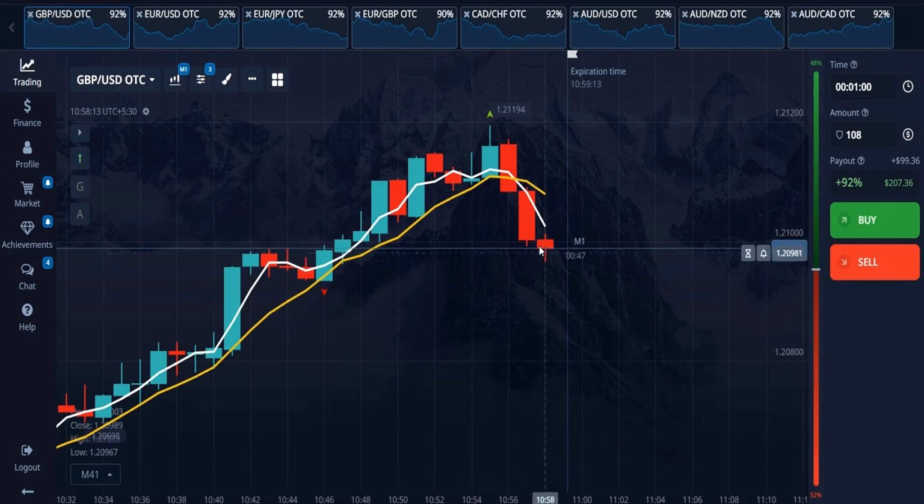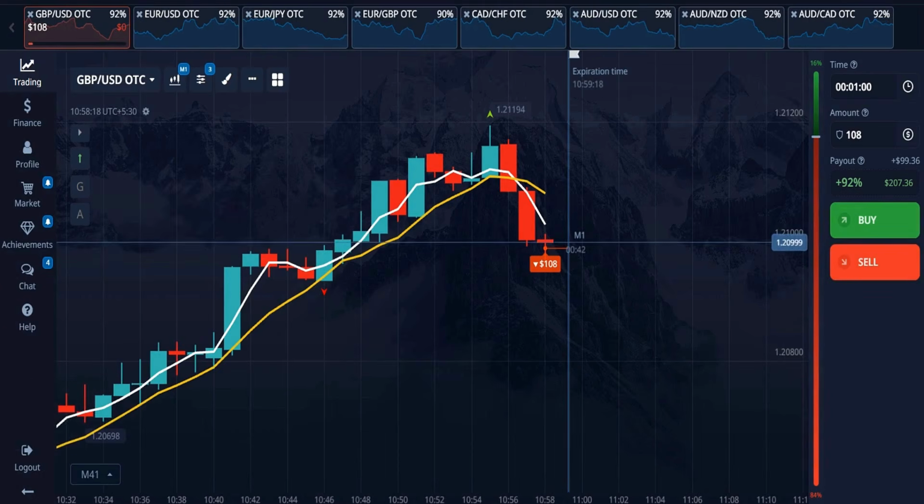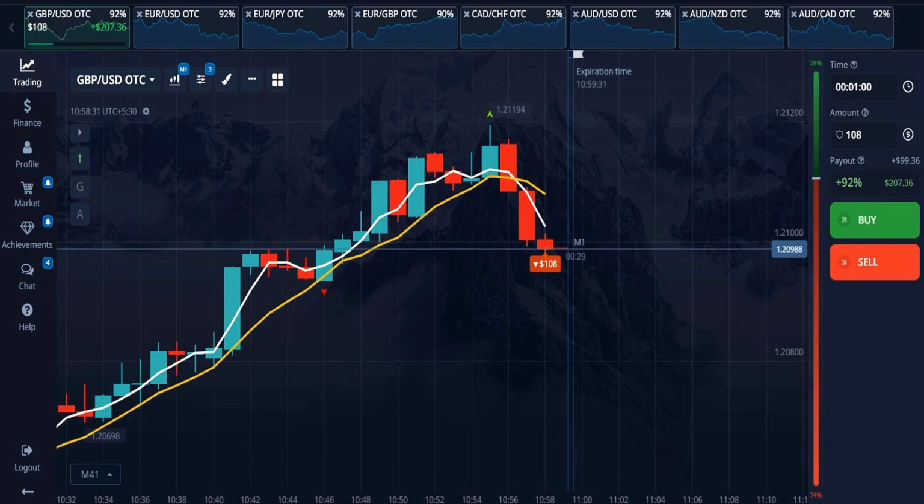All right, let's analyze this trade together. At first glance, this was a perfect sell trade setup according to our strategy. Let's recap why. The fast-moving average, white line, crossed below the slow-moving average, red line, our first signal for a bearish trend. After the crossover, a bearish candle formed, confirming downward momentum.